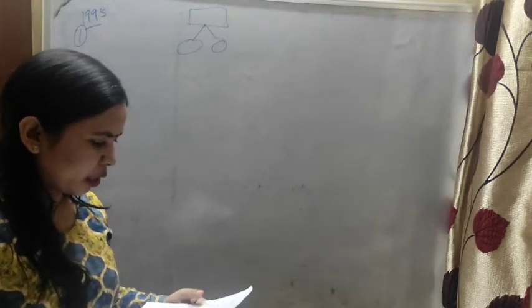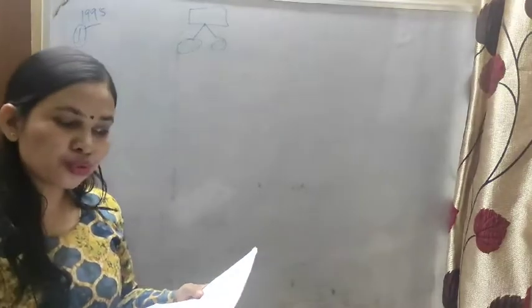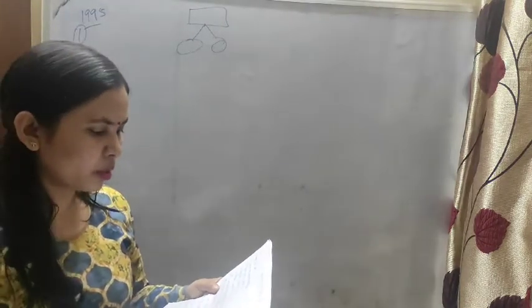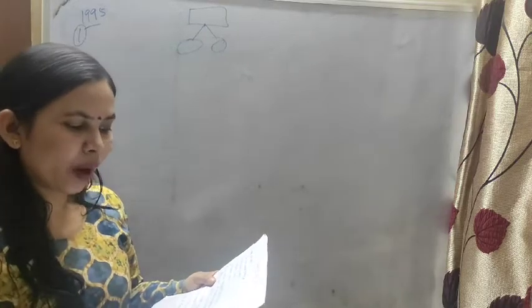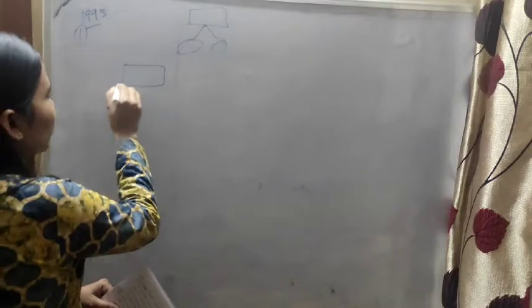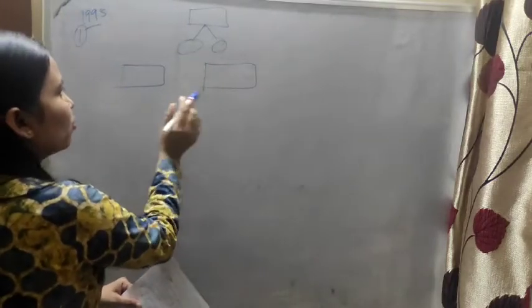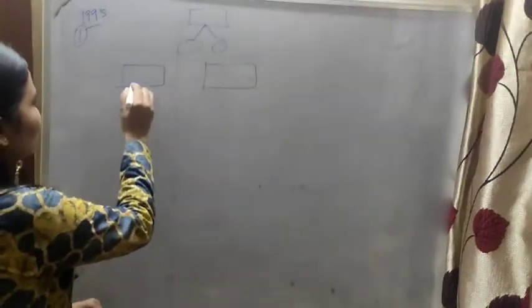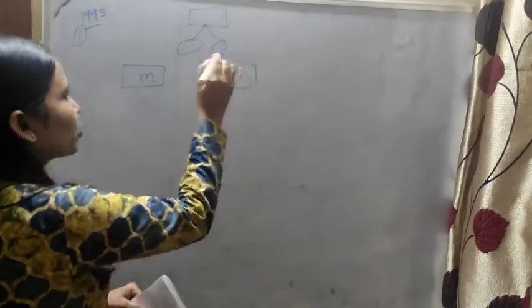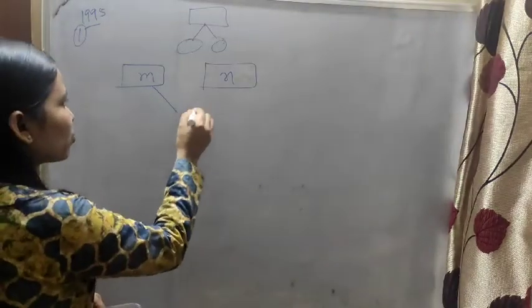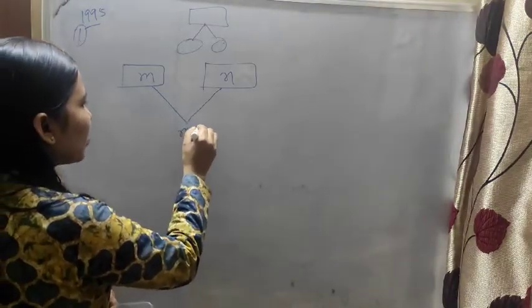Now, the second question, also from 1995. For merging two sorted lists of size m and n into a sorted list of size m plus n, we require comparisons of. Now see, two sorted lists: the first sorted list and the second sorted list, of size m and n. Suppose this is of size m and the next one is n. Then a sorted list of size m plus n is given.